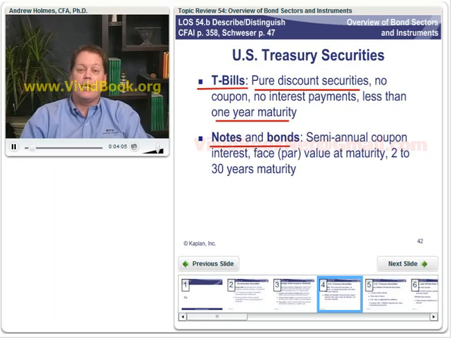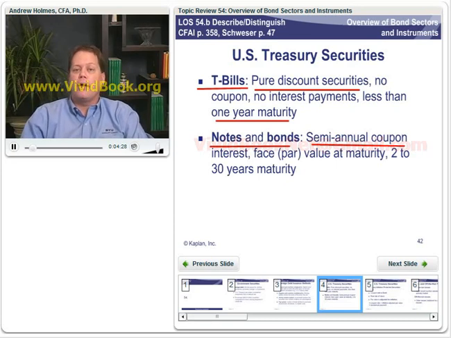Basically, the T-note is 2 to 10 years. The T-bond is greater than 10 years, but they behave the same in the sense that they both offer semi-annual coupon payments. That's based on par value times an interest rate. Then you divide that by 2, then they repay their face value. They repay their face value at maturity, which can, of course, be as long as 30 years.